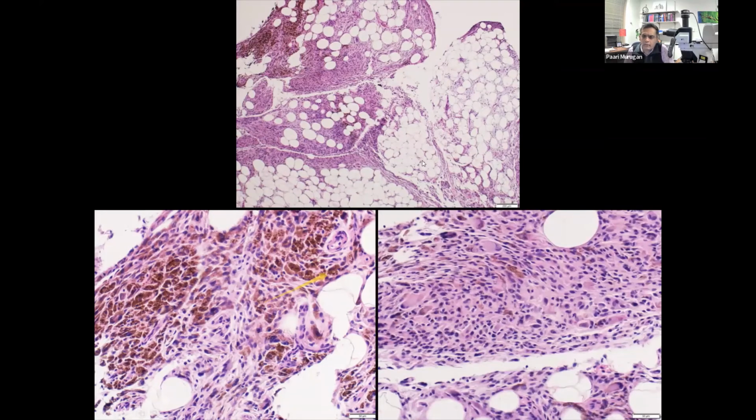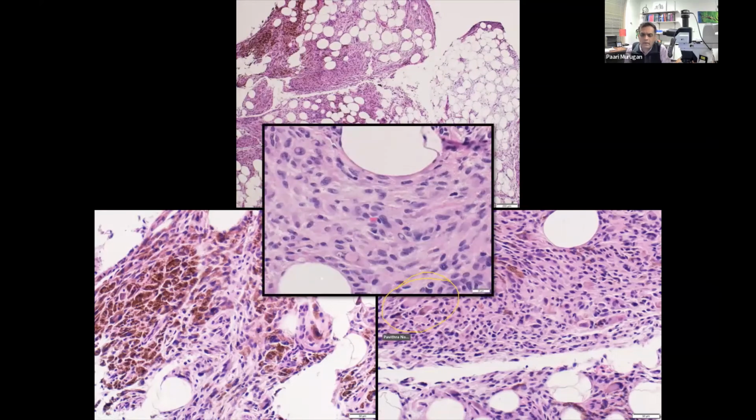In these areas, we also saw some peculiar cells that were quite unexpected. These are almost ganglion-like cells that are present in between these bland-looking spindle cells. If we take a closer look at those ganglion-like cells, we will see that there is some intranuclear inclusion. It's clearly seen here, and in this particular cell, the intranuclear inclusion is pretty large. So that's another unusual feature.